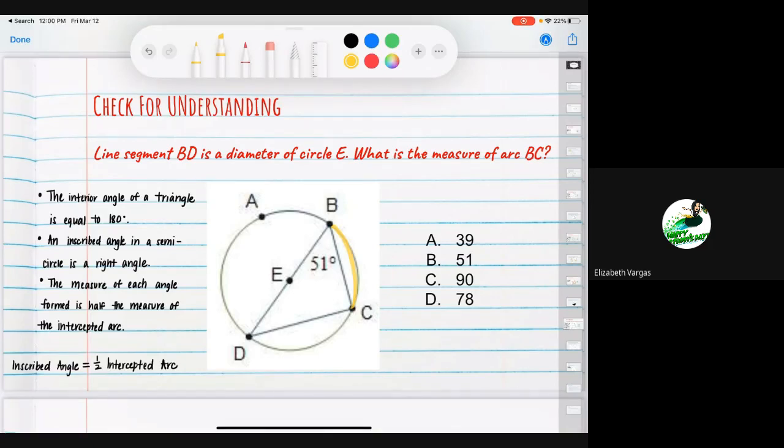About 30 more seconds. 15 seconds. You can see quite a bit of us already answering the poll.